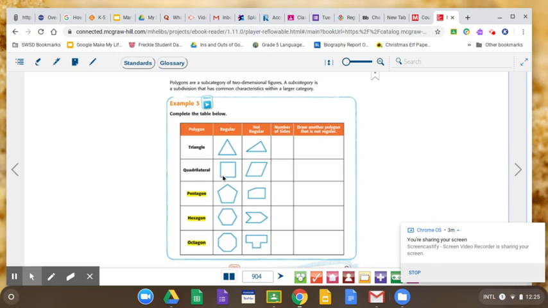So we have a square, like I mentioned before, that all four sides are the same, all four angles are the same. But here, a rhombus, all four sides are the same, but these angles here and here, they're different measurements if you were to measure the degrees. So that's not regular. Pentagon has five sides, so that's a regular one versus a not regular one. Then we have a hexagon. A hexagon is a six-sided figure. Here's a regular one, here's a non-regular one, and then here's an octagon. An octagon is an eight-sided figure.